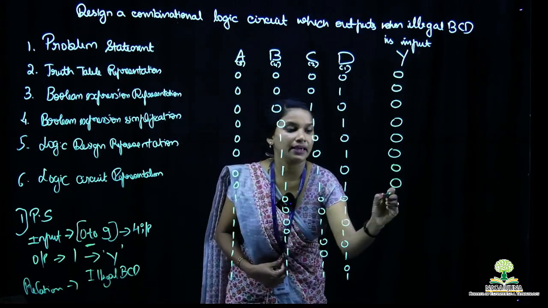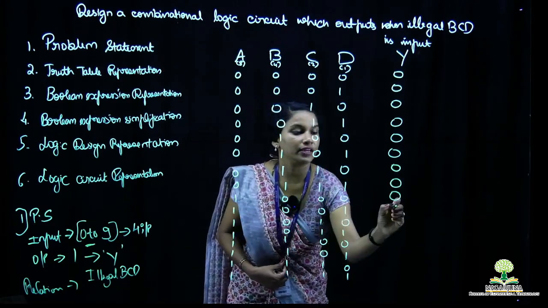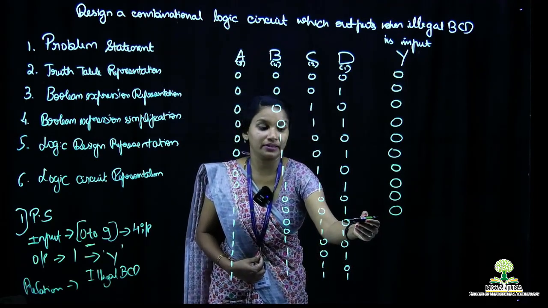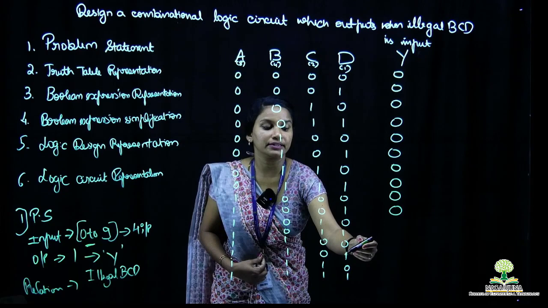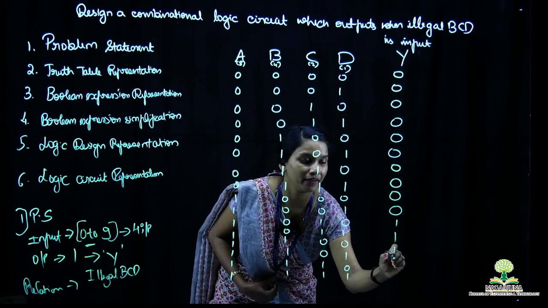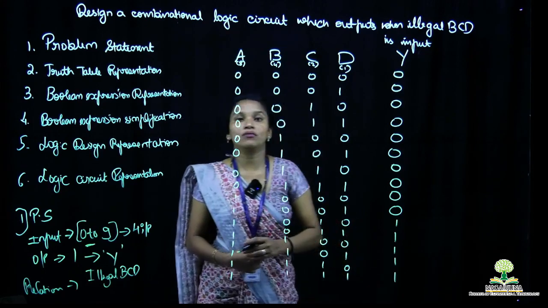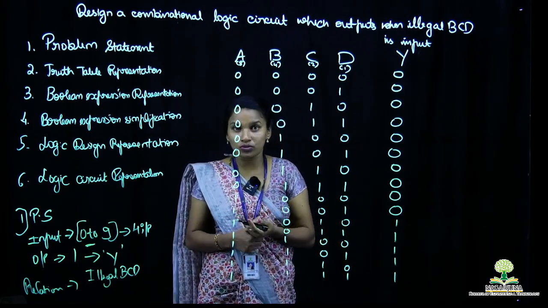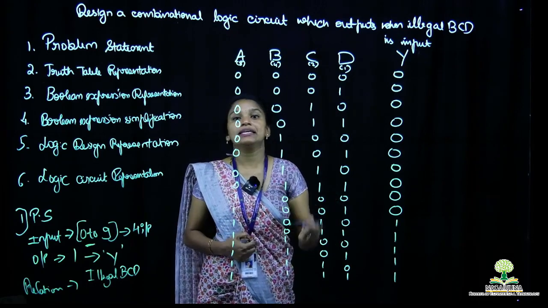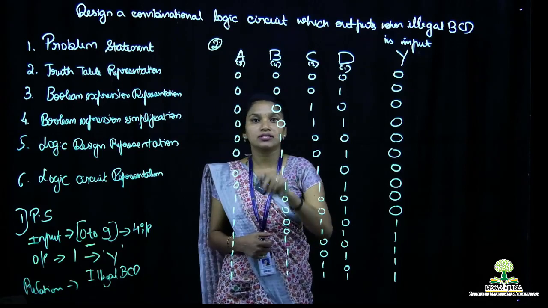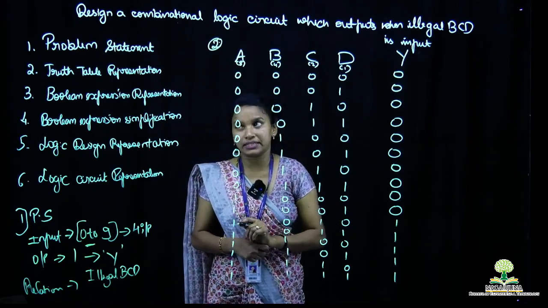Here this is 8, then we have 8 plus 1, 9. Now the rest is 10, 11, 12, 13, 14 and 15. All these combinations will have your output as 1. Why? Because from the question we know that we need the output only when the input is illegal BCD. So this will be your second part, which is called the truth table representation.